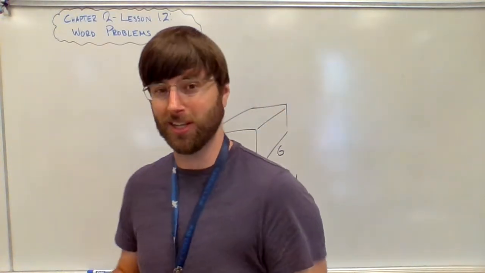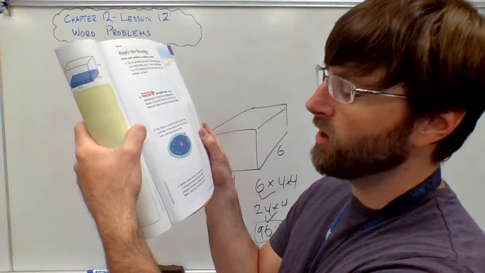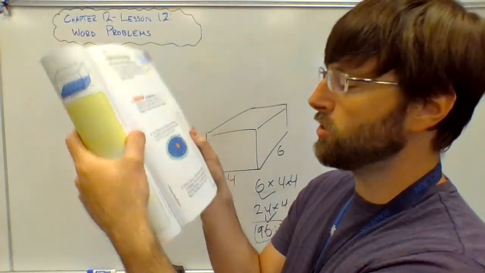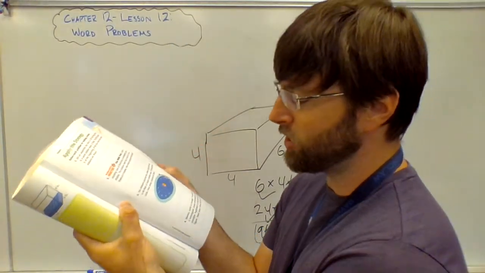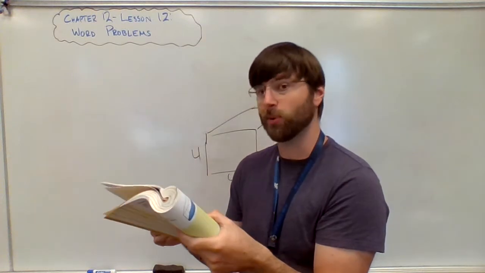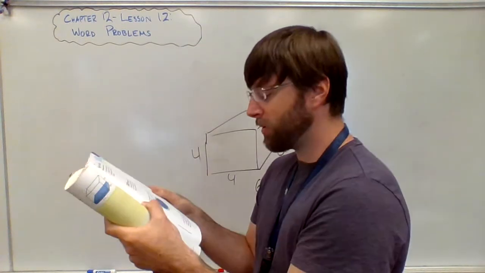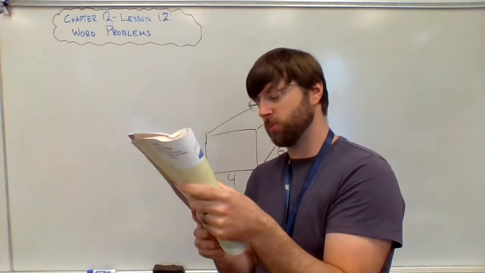Good social distancing clowns. Number 4, Martino wants to arrange 18 square tiles into a rectangular shape with the least perimeter possible. Cool problem. Perimeter is the distance around a figure. How many tiles will be in each row?